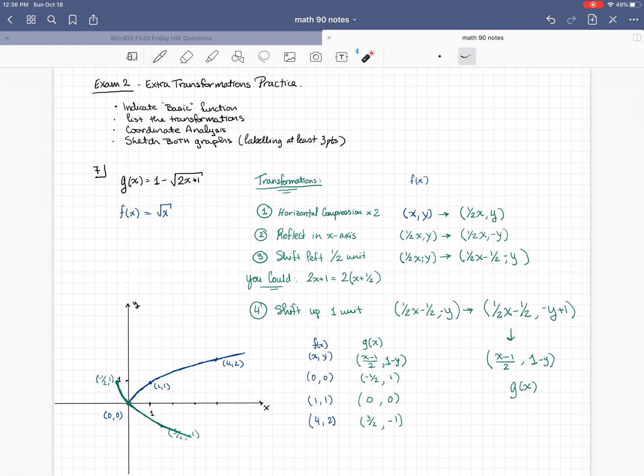One more time just to make sure, we've indicated the basic function. We have listed out all of our transformations. We performed the coordinate analysis, and we graphed both functions, labeling at least 3 points on both graphs. All right, one more to go.